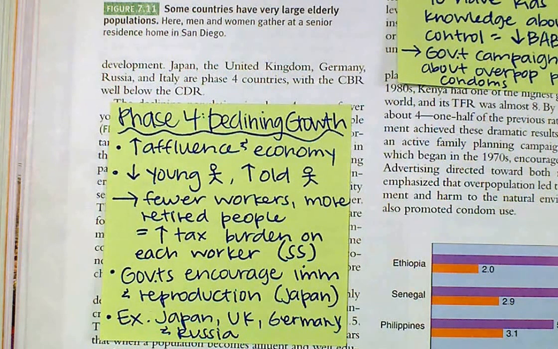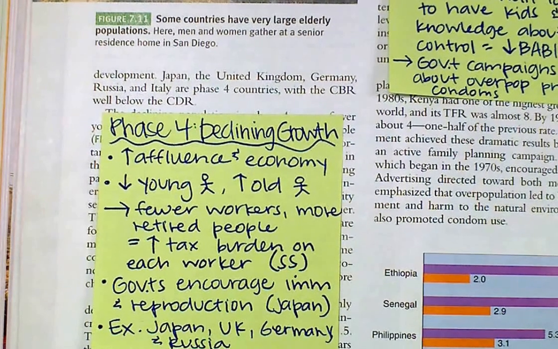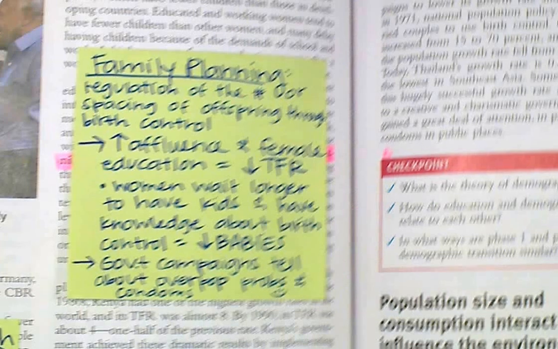All right, now at this point, some governments encourage immigration and reproduction, like Japan encourages reproduction on their citizens. My examples of phase four countries are Japan, the United Kingdom, Germany, and Russia. All right, so they're actually moving towards phase four in the United States, and Norway, Italy. We saw the other day that Italy has zero population growth, so they're going to move towards this declining growth pretty soon.